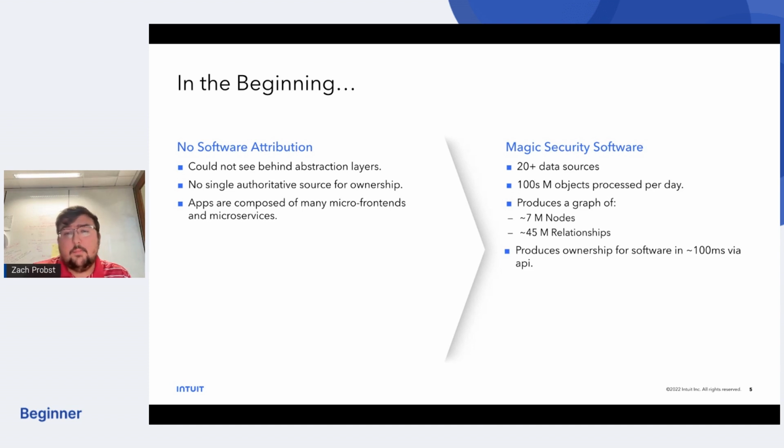Fast forward to today, and we have a graph that's over 7 million nodes in size, roughly 45 million relationships. To build that, we process data from over 20 data sources and process hundreds of millions of records per day to distill all this information down. What we're able to do is provide ownership of who owns a particular endpoint or a particular URL on the internet in like 100 milliseconds. And we can tell you all kinds of information about it, like what GitHub repos is the source code for that application, who's the dev manager responsible for it, where it's deployed in our cloud, what technologies compose that, and a whole lot more.